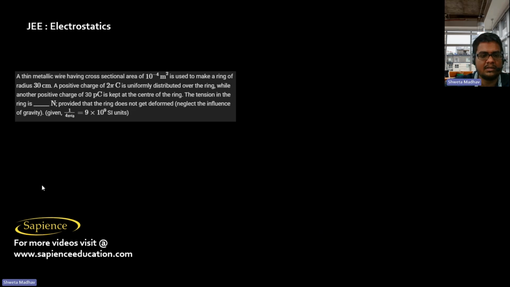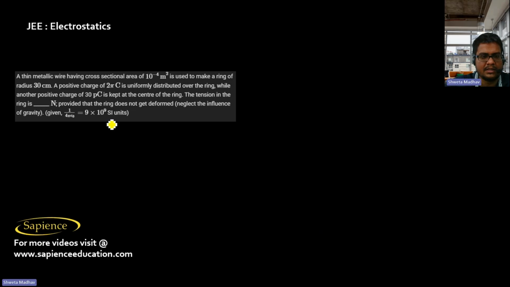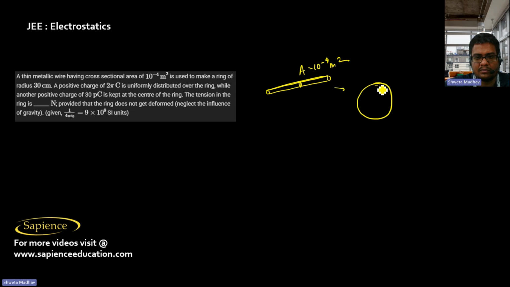And here it is told, a thin metallic wire having area of cross section 10 power minus 4 meter square is used to make a ring of radius 30 centimeter. So it is being curved to form a ring. Therefore, the radius of the ring is 30 centimeter.